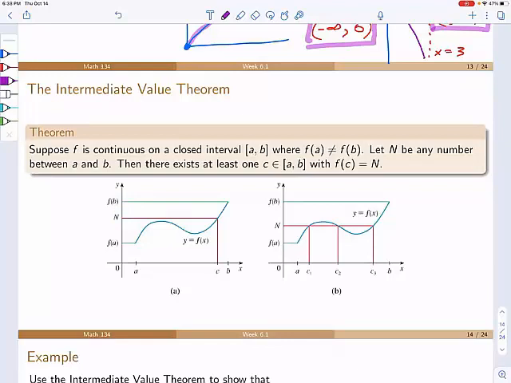And then there's a little mistake here. I need to write f of a. It shouldn't be between a and b. It should be between f of a and f of b.